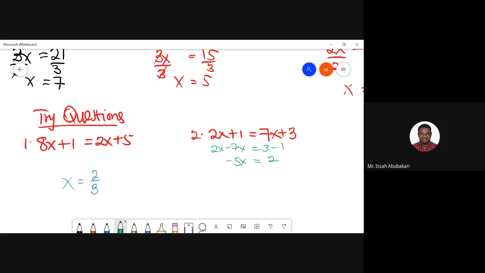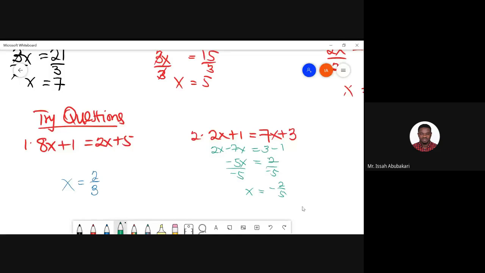And we divide both sides by whatever number that is multiplying x. So we divide by minus 5, minus 5. So x is equal to minus 2 divided by 5. Is that okay? So Irisa, your question, check it again. Why did you get minus 2 divided by 7?